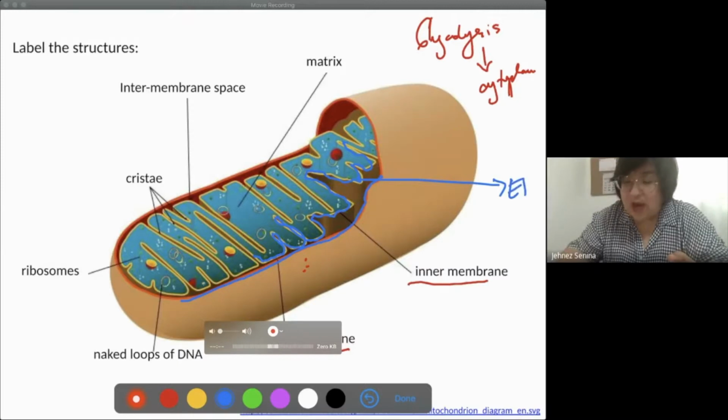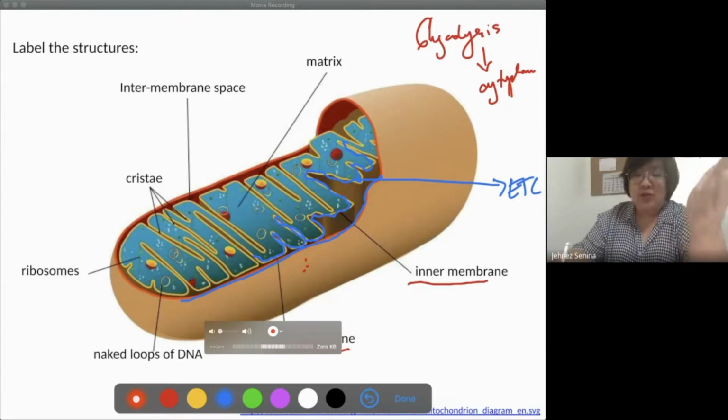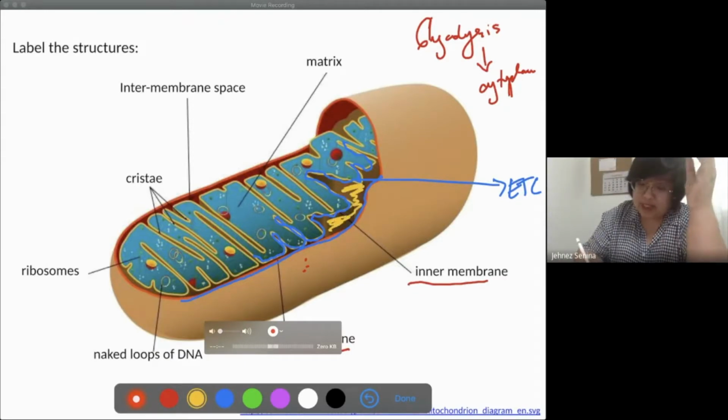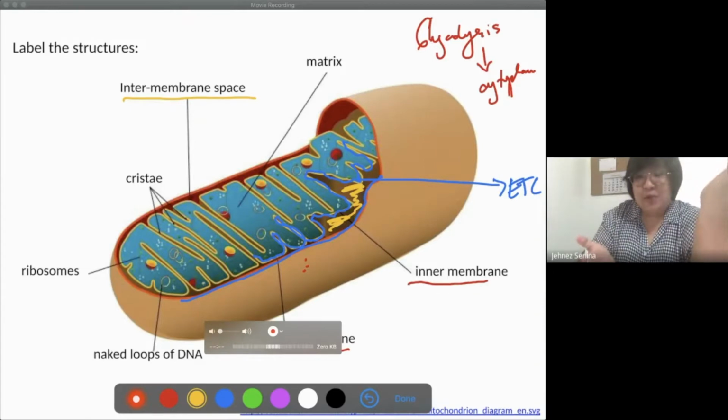That's the electron transport chain. We'll talk about it later on. But anyway, there are two membranes, outer and inner membrane. The space between them right here, you see the space? That's, nothing fancy, the intermembrane space. Outer membrane, intermembrane space, inner membrane. Is that just a space? Is that important? Yes, I'll talk about it later on.